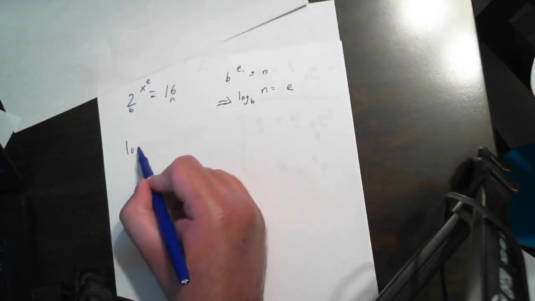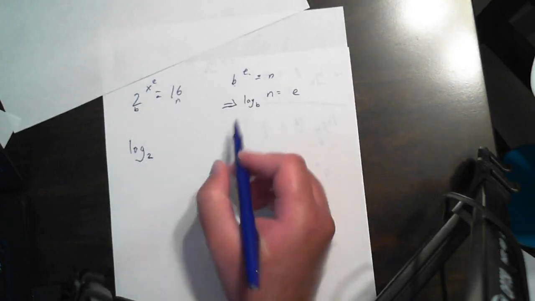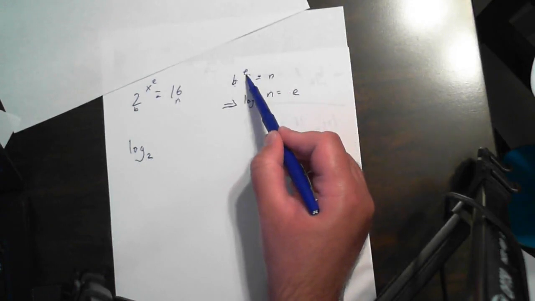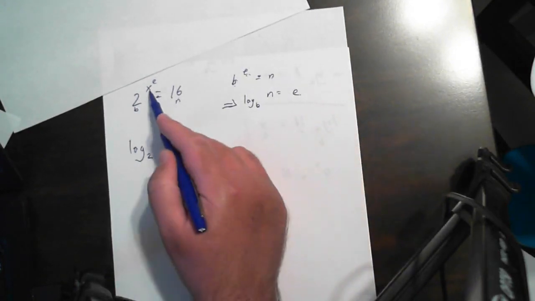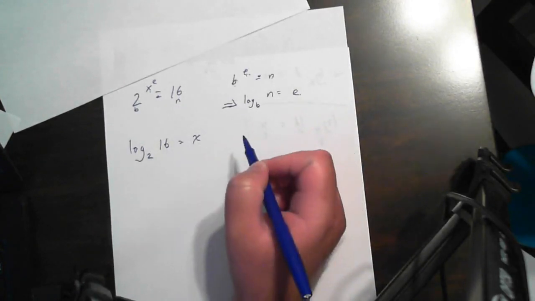So when I convert this to logarithmic form, I can see that I've got log. The base of the exponential becomes the base of the logarithm. Okay. I can see that the E, the exponent, goes to the other side of the equal sign, and the 16 comes down here.